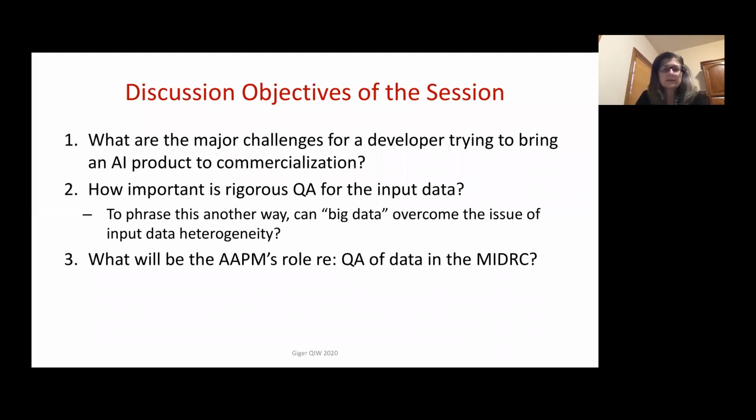So for this session, the discussion objectives given to me are, what are the major challenges for a developer trying to bring an AI product to commercialization? How important is rigorous QA for that input data? And what will be the APM's role in MIDRIC?